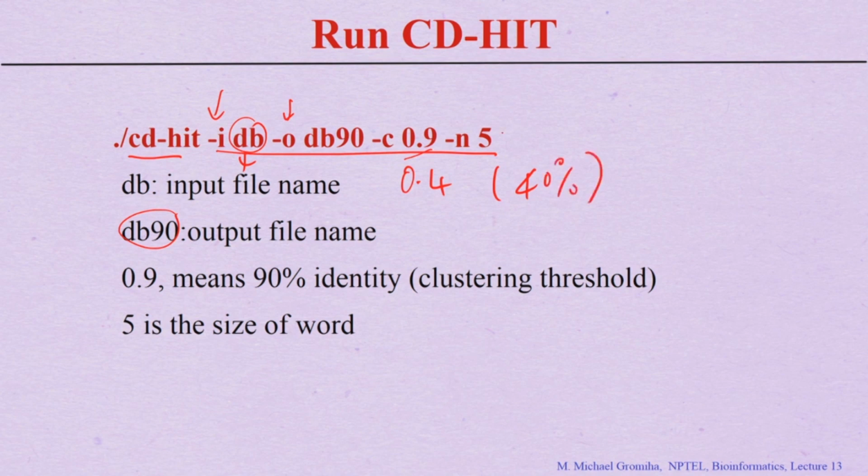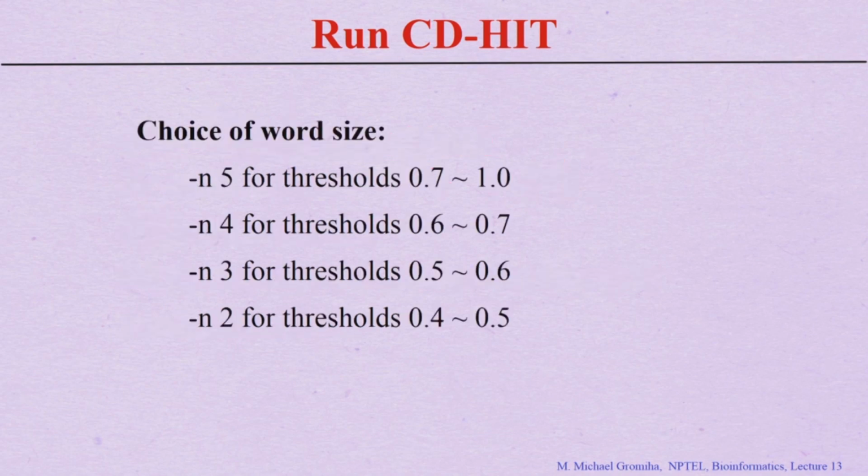And what is n equal to 5? Word size. So, in this case we look for the pentapeptides, any pentapeptides, how many times each pentapeptide occurs within the 2 sequences. So, depending upon your sequence identity and the word size, CD-HIT will run and then give you the sequences. For example, as a default choice they use n equal to 5 for the threshold 0.7 to 1, n equal to 4 for 0.6 to 0.7 and 3 for 0.5 to 0.6, right. This is the normal threshold we use for running CD-HIT.